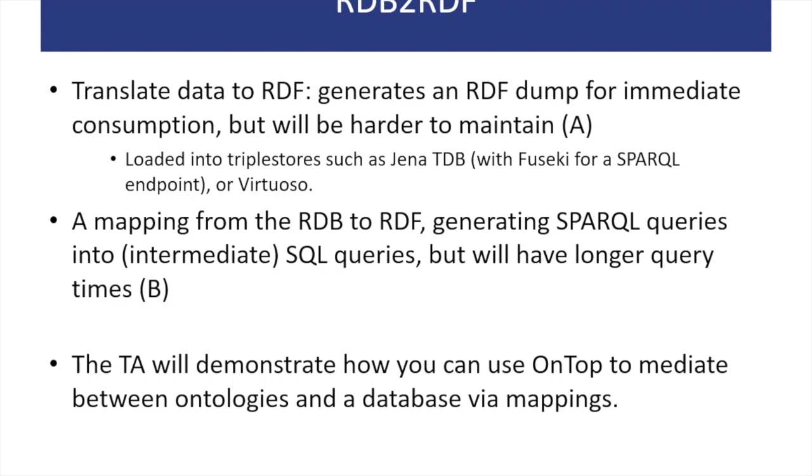As we've seen with the inverse expression, you can also use those mappings to access the database as a virtual RDF graph. And whenever you formulate SPARQL queries over the RDF, they're changed into intermediate SQL queries. So the advantage is that you have at any time the most up-to-date data, but the execution of the queries might take a little bit longer. If you follow the course on open information systems at the Vrije Universiteit Brussel, then the teaching assistant will demonstrate how you can use Ontop to mediate between ontologies and the database via those R2RML mappings.